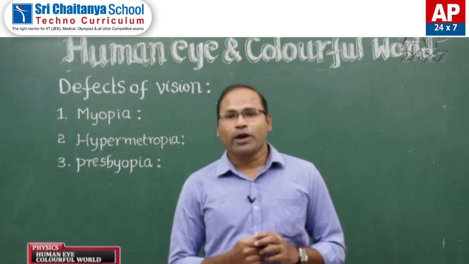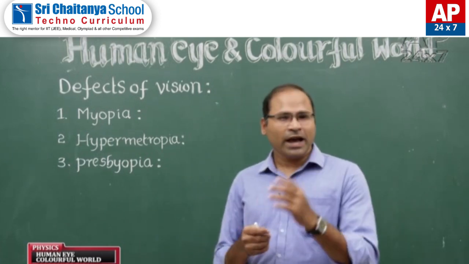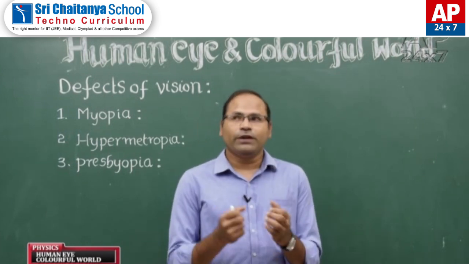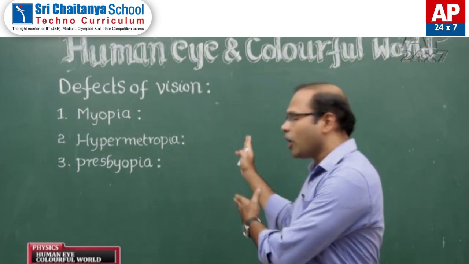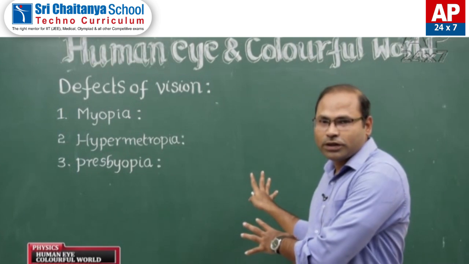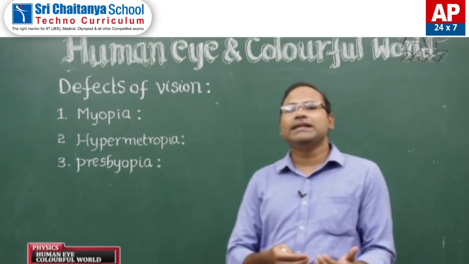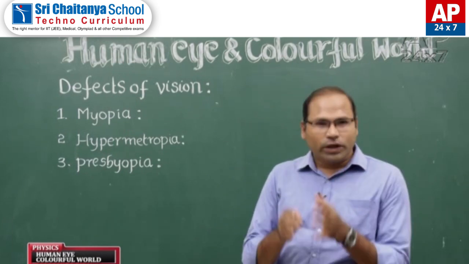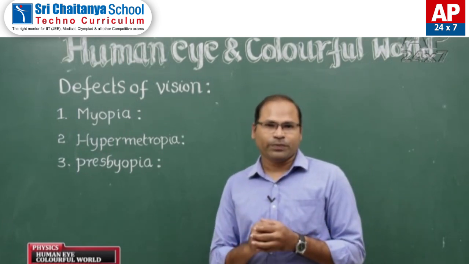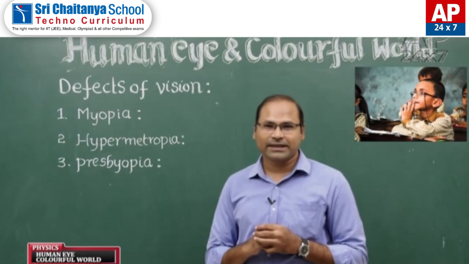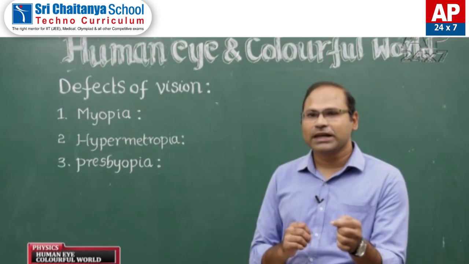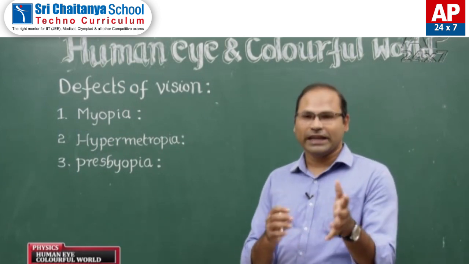Coming to the first one, myopia, you might have observed some of your friends in your classroom feel difficulty to see objects on the board, right? But they can see clearly what is there in their notes. To get rid of this situation, they use some spectacles, isn't it? So let us try to understand this defect of vision in detail.